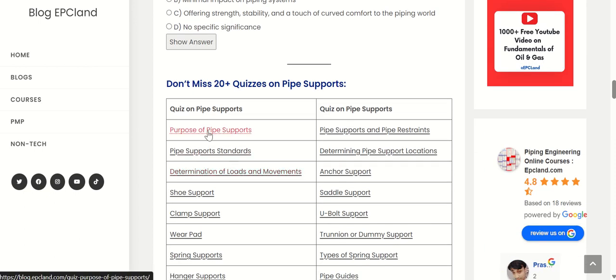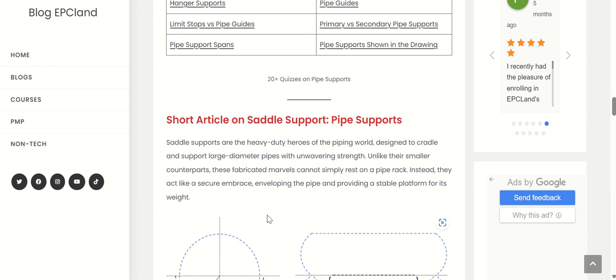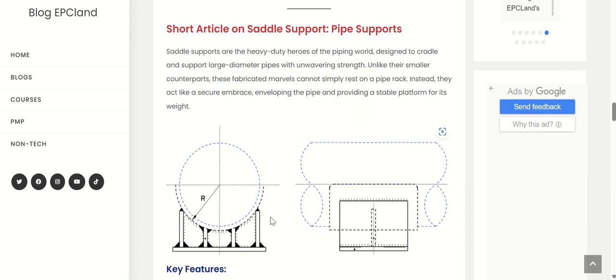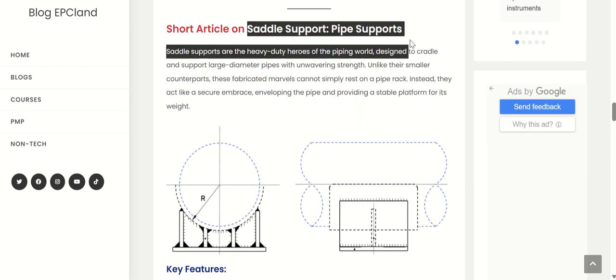These are the sections which we have already covered: purpose of pipe supports and pipe restraints, pipe support standard, pipe support location, determination of loads, shoe support, and now we are talking about saddle support. So let's go to the main section of this part, that is saddle support.